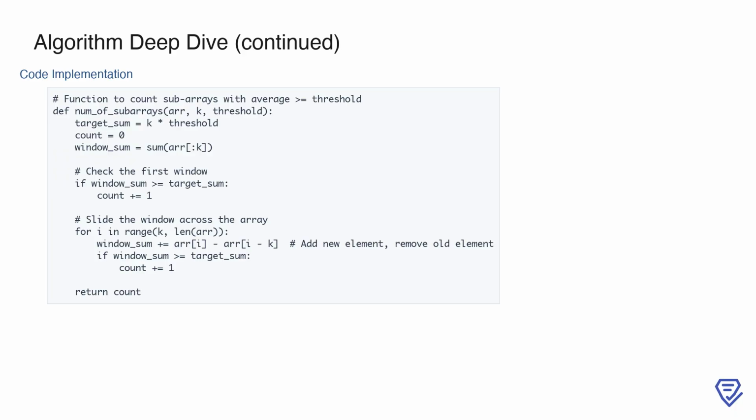Then, we loop through the remainder of the array, updating the window sum by adding the next element and removing the first element of the previous window. At each step, we check if the current window sum is valid and, if so, increase the count. Finally, the function returns the total count, which represents the number of subarrays that satisfy the condition.